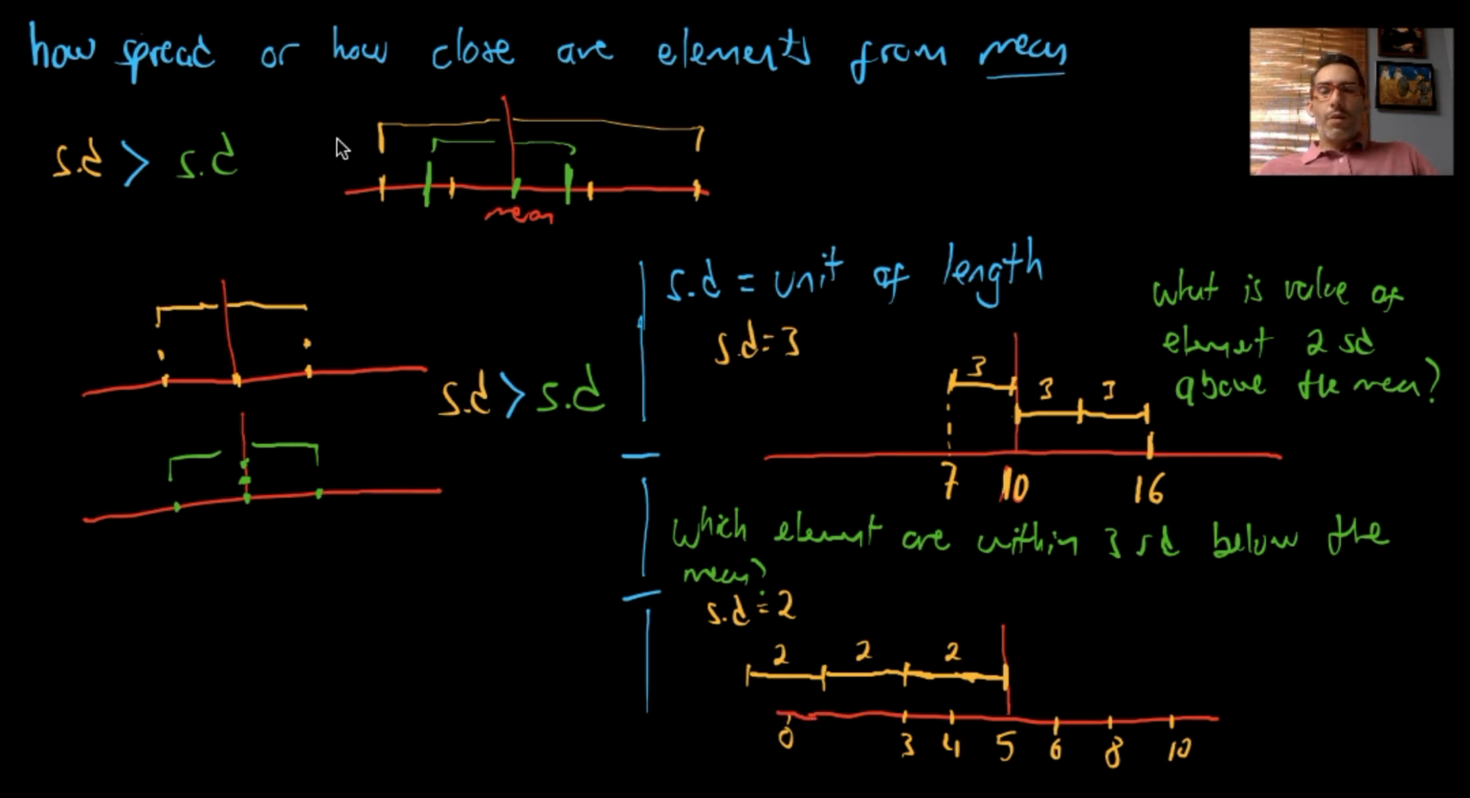So, which are the elements that are within 3 standard deviations? So, we mark those ones. 3 standard deviations below the mean will be 1, 2, 3 standard deviations. Each unit takes the value of 2. So the elements will be 0, 3, and 4, right? This is within that range because this number right here will be 3, this will be 1. This guy right here will correspond to -1. So all values that are above -1 are within 3 standard deviations from the mean. So these 3 numbers will be my answer, okay?